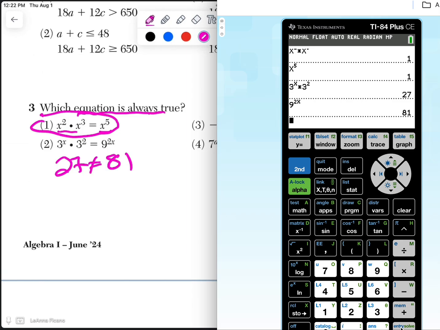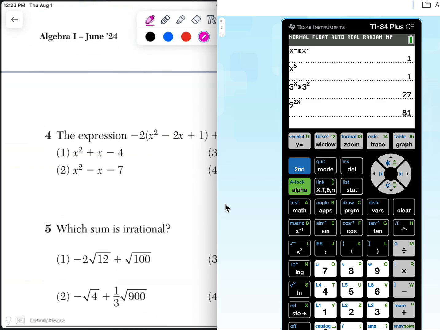Okay, so that was just a quick way you could use the store button. And I've showed in class that when you plug in a number, you're able to solve two different parts of the equations, two sides of the equations, to see if the sides are equal or true. So let's try another one. Okay. All right, so this one, number 4.